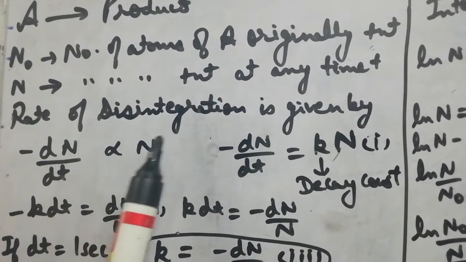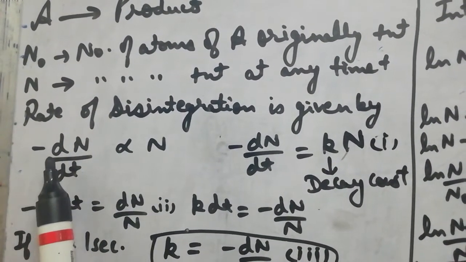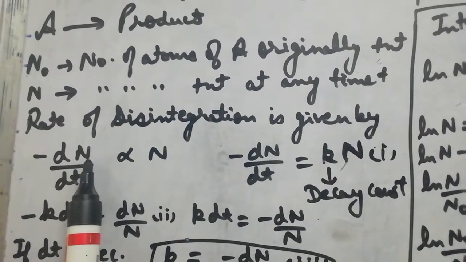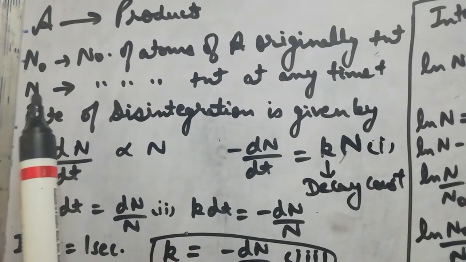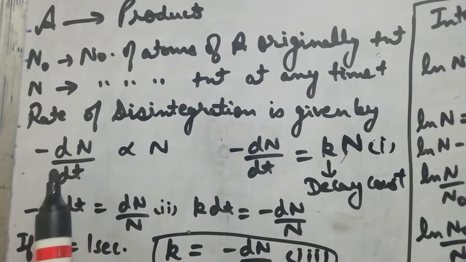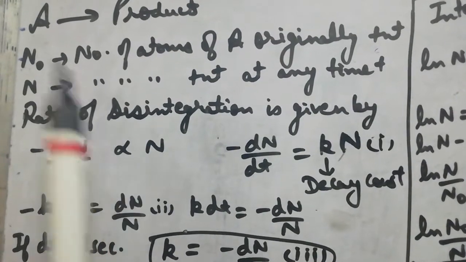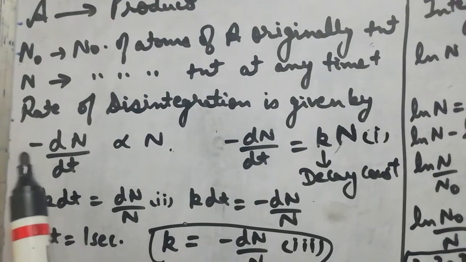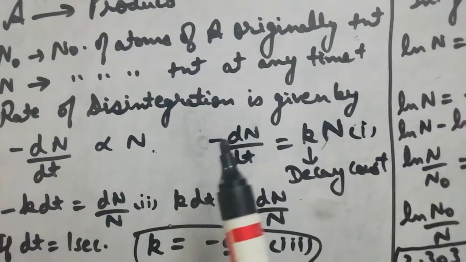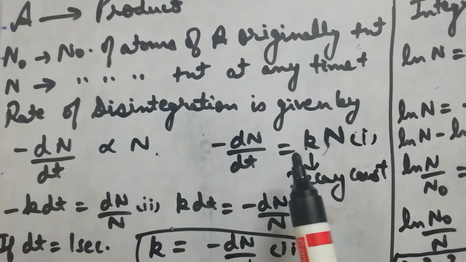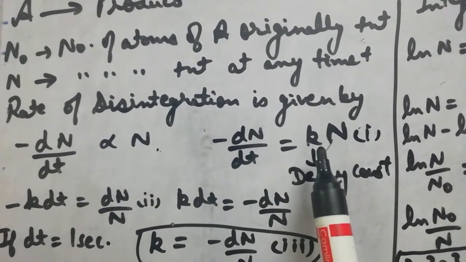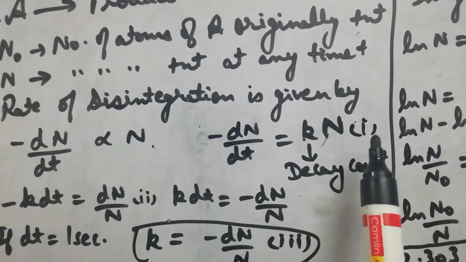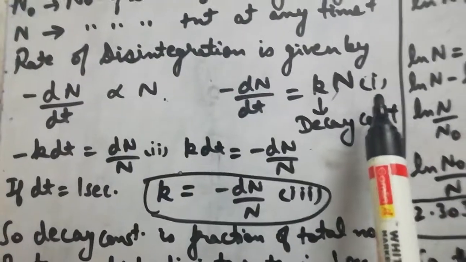So how can we write the rate of disintegration? Rate of disintegration is generally written as dx upon dt, but here we have defined the concentration in terms of N, so we will write dN upon dt. It is directly proportional to the concentration of reactant, that is N, and why minus? Because it is a reactant and the concentration of reactant decreases with time. So removing this proportionality sign, we will introduce the rate constant, that is K. Here this rate constant will be called the decay constant or disintegration constant. And this is your equation number 1.